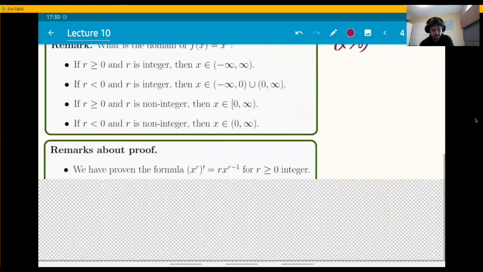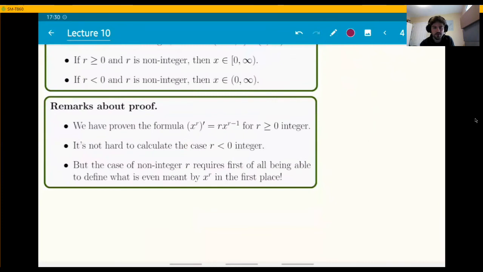And a quick remark here about how you would prove this formula, the power rule. We already proved it last time for positive and integer r. It was called n, actually, in the example that I gave in a previous lecture. We calculated the limit with this function, and we've seen the formula showing up. Now, if r is integer but negative, you can also calculate that. It's really not that hard. So the only cases that are actually left to prove are when r is non-integer.